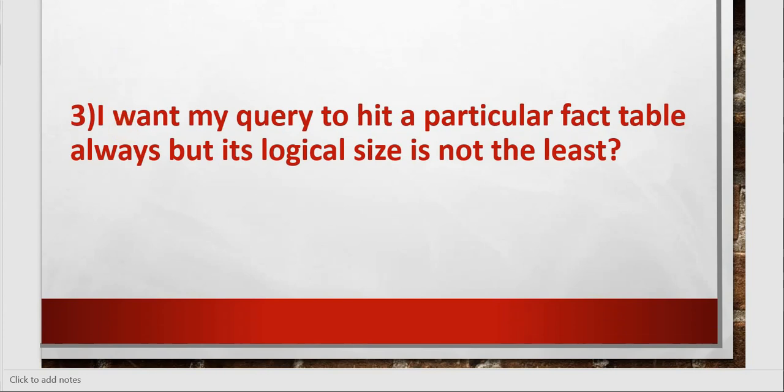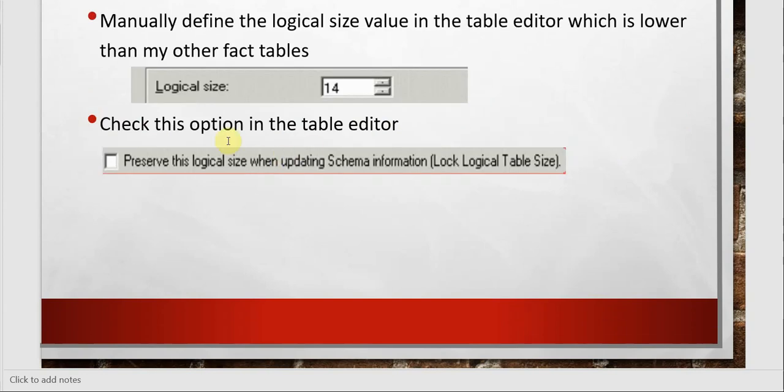The third question is, if I want my query to always hit a particular fact table, but its logical size is not the least, then what can I do? In that case, we can manually define the logical size value in the table editor. The value can be made lower than my other fact tables. After doing that, we have to check the option in the table editor, that is, preserve the logical size when updating schema information, so that when the schema is updated, the table logical size does not change.